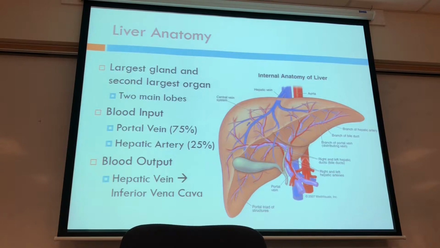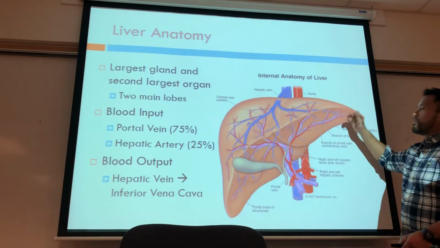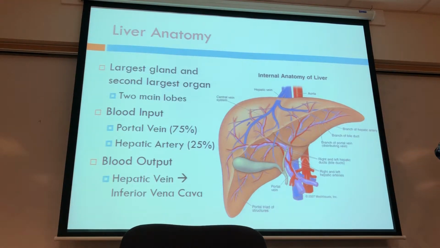You'll see that it's the largest gland, but it's the second largest organ. Do you guys know the first largest organ? The skin, yeah. So liver is right there as the second largest organ. We have two main lobes, which we won't really get into.